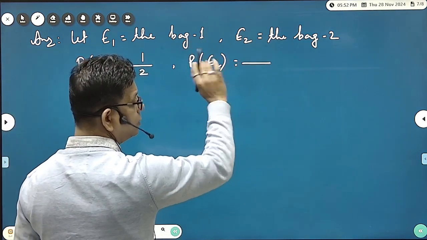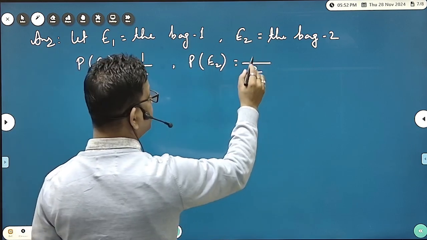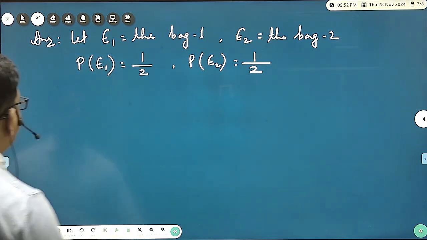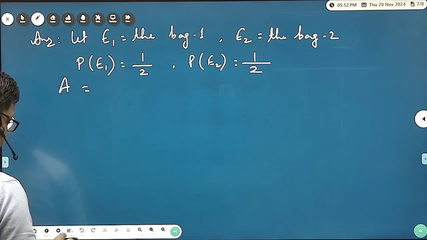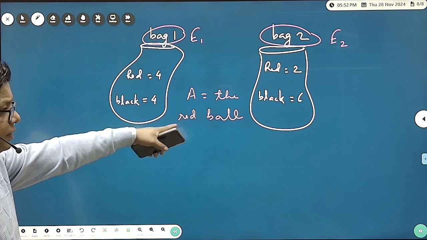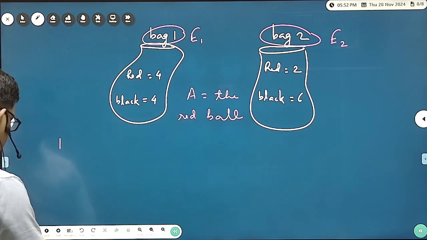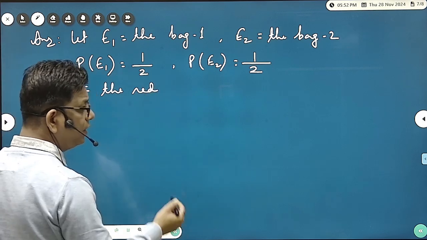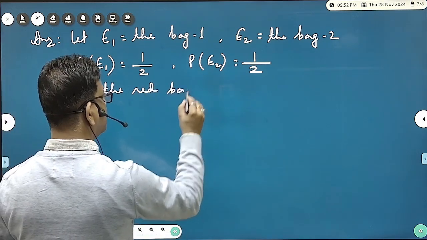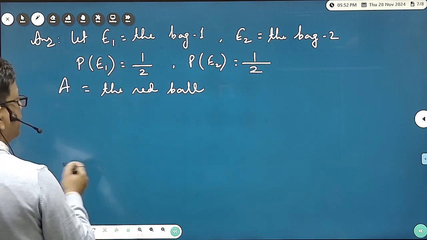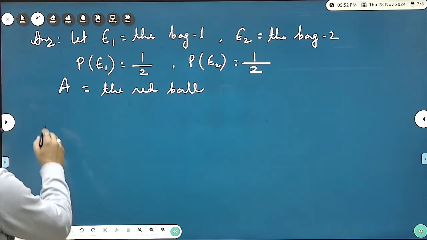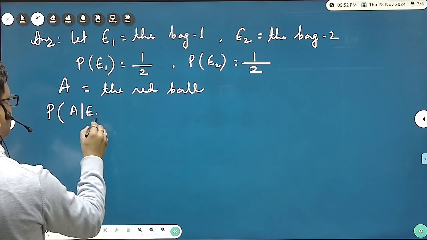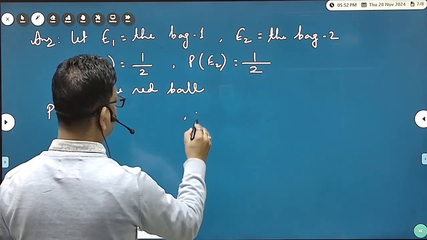How many bags are there in total? Second bag means bag 2. So their individual probability is 1 by 2. And A, as I showed in the diagrammatic representation, what is A? Getting the red ball. So A is the event of getting the red ball. I am writing in short. Now here some terms we need to find out, which is P of A given E1. We also need to find out P of A given E2.